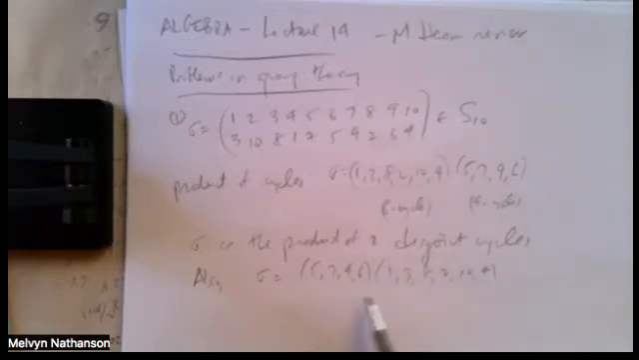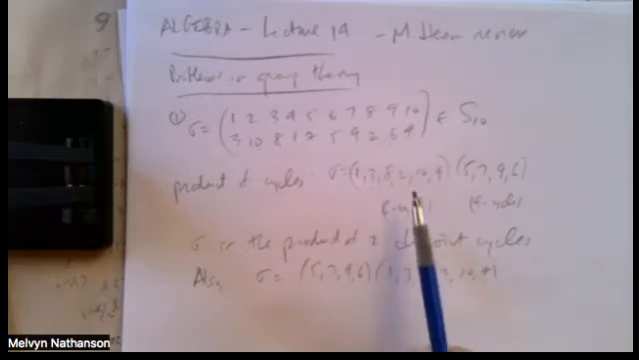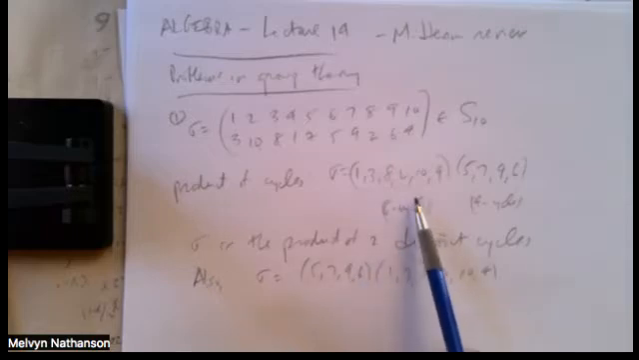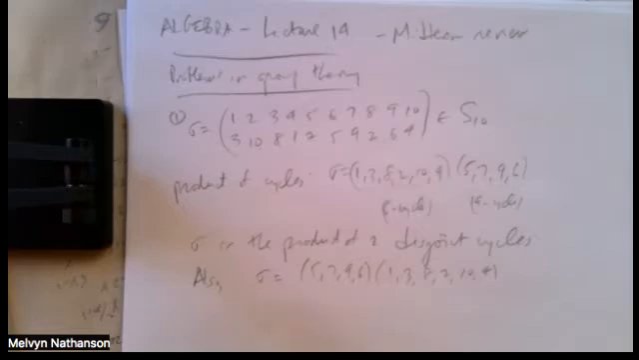In general, permutations do not commute. You can't write a product in one way and the other way and have the same permutation. But when you have a product of 2 disjoint cycles, then they do commute. So this is the first half of the problem. Any questions about this?